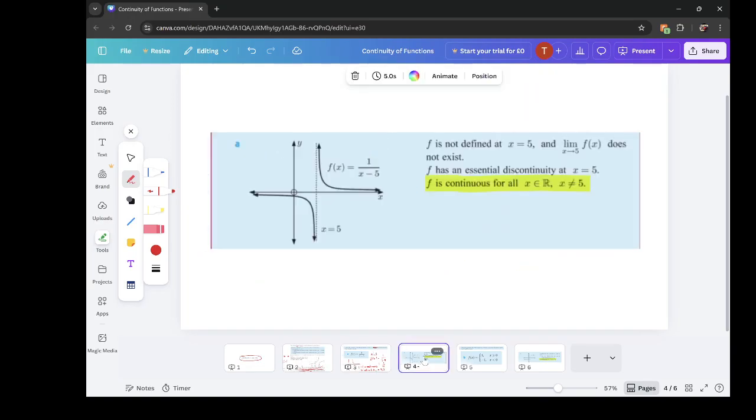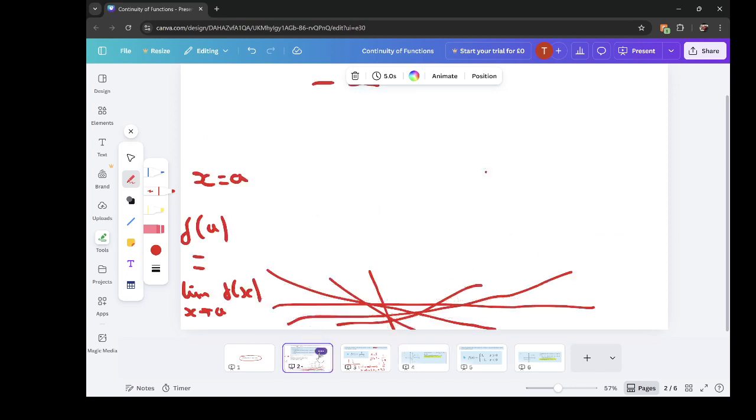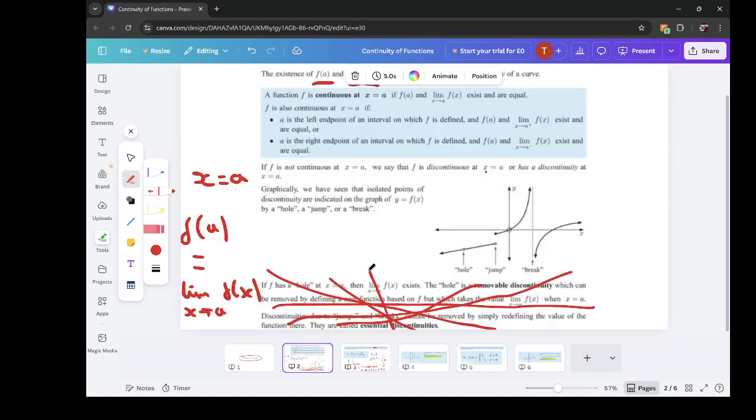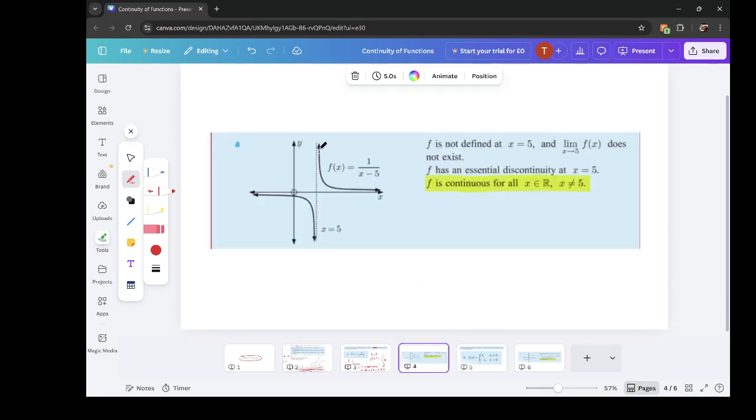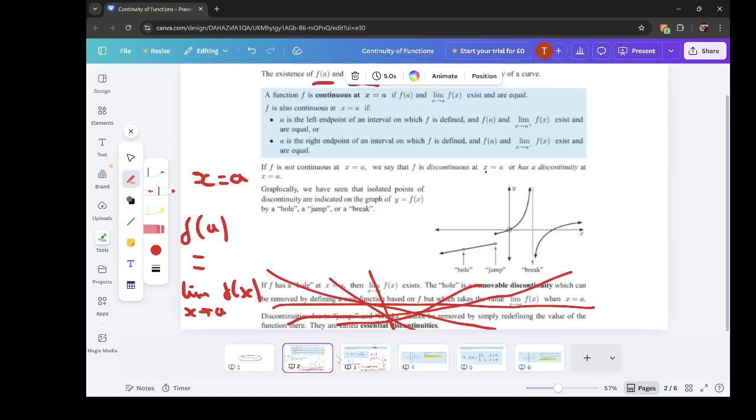And now let's look at the mark scheme. Yeah, perfect. Okay. Essential discontinuity at x equals 5. Essential and removable discontinuity are the two types of discontinuity that you have. Just remember that an asymptote will be an essential discontinuity, right? But a removable discontinuity would be your hole and jump. Okay? That's all you need to remember. I hope that makes sense.